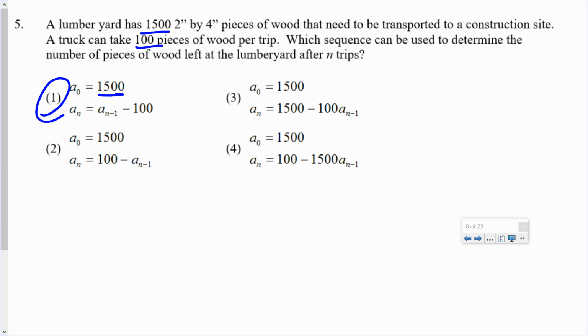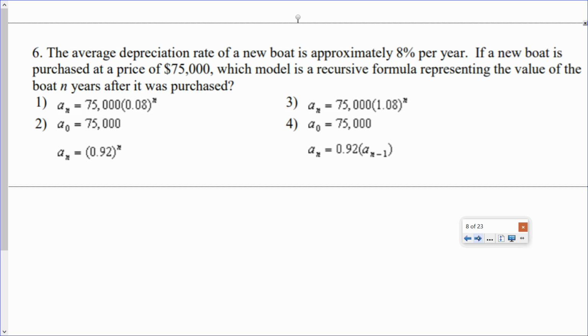I'm starting with 1,500, and then the next trip is going to be 1,500 minus 100, 1,400. Then it's going to be 1,400 minus 100, 1,300. Choices 3 and 4 make no sense. Choice 3 is saying I'm going to take the previous amount and multiply it by 100. And choice 4 is saying I'm going to take the previous amount from the previous trip and multiply that by 1,500. That's a lot of wood. Those make no sense. Choice 1 is your answer.